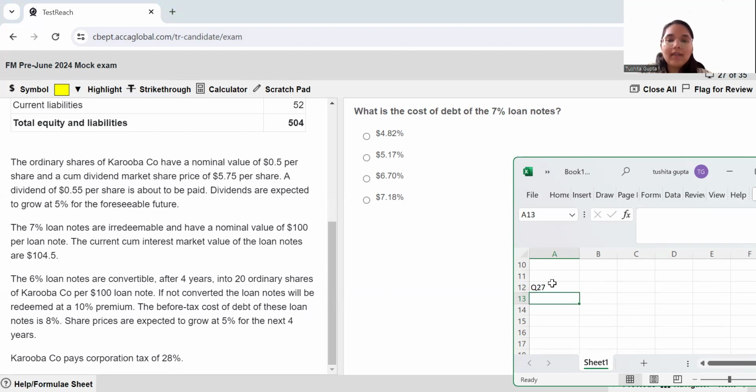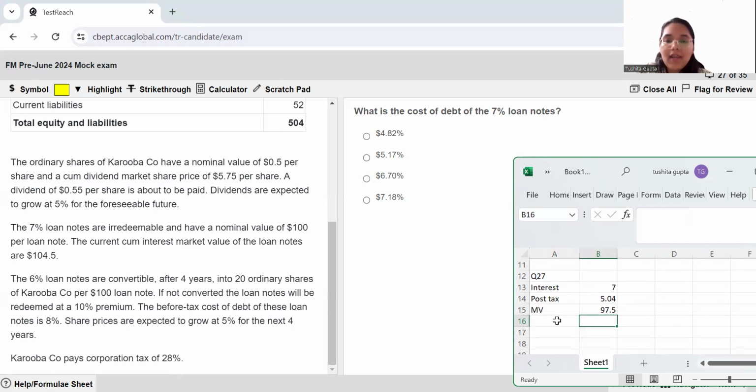So firstly, I need to find out my interest. So interest is nothing but the 7% of the nominal value, which is 100. So 7% of 100 gives you $7 as the interest. Now to convert it to post-tax, basically your post-tax interest is nothing but this figure multiplied by 1 minus tax rate. Tax rate is given as 28%. So with this, you have your post-tax interest also worked out. Now let us find out the market value. So market value of my loan note is nothing but 104.5 minus the interest, which is just about to be paid, of 7. So 97.5 essentially is my ex interest market value.